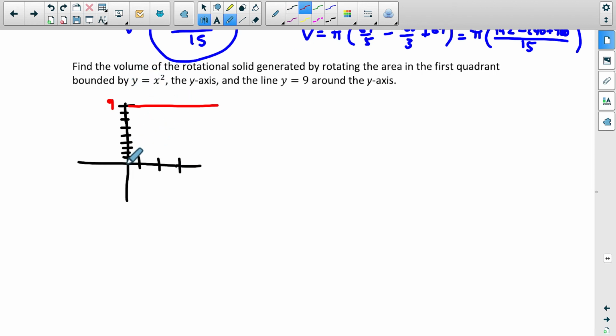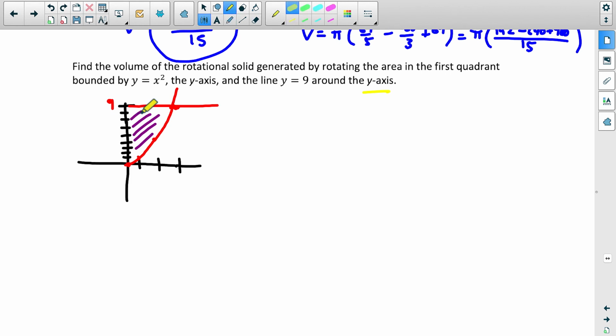Y equals x squared, we're only looking at the first quadrant. It goes through 0, 0, 1, 1, 2, 4, and 3, 9. So it's a parabola that goes up like this. I know I missed the point, but you get the idea. It keeps going up, of course, but what we're interested in is this area here. We're going to take that area there and we're going to rotate it around the y-axis.